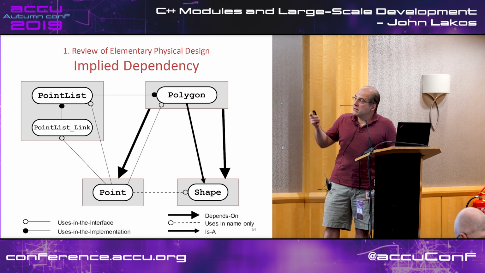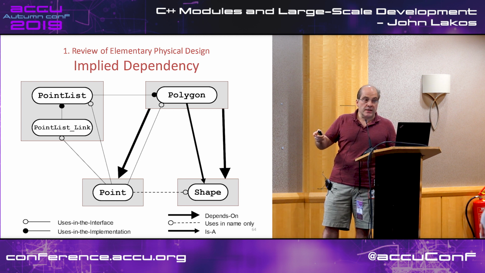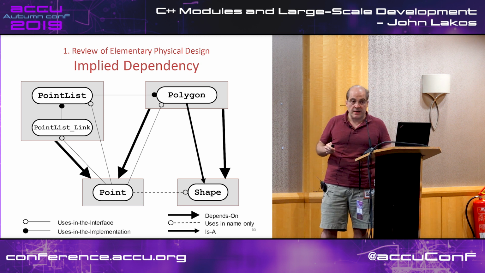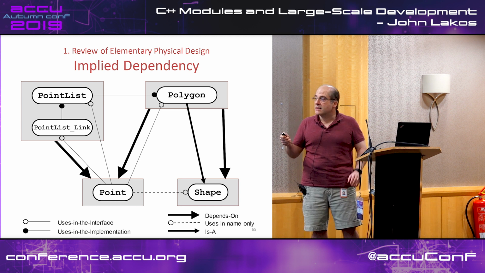Polygon also uses point in the interface. If something uses something in the interface, we must assume that it uses it in the implementation. It might use it at compile time, it might use it at link time, doesn't matter. Somehow, you're going to have to get your hands on that point. And then point list and point list link, that component also, because of the same reason, a uses in the interface relation implies a physical dependency.